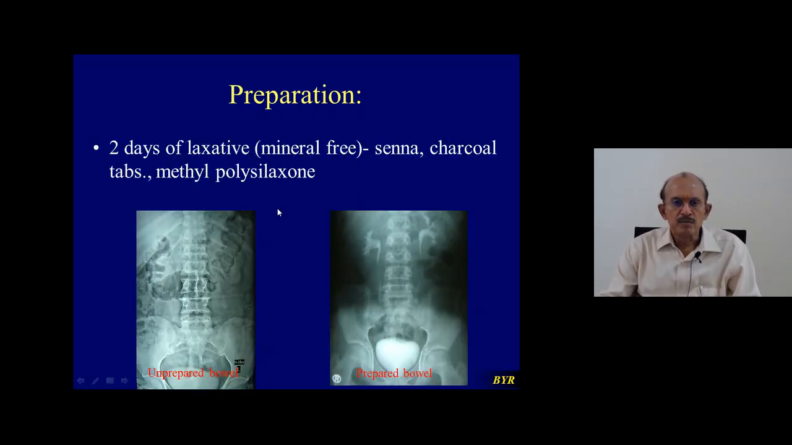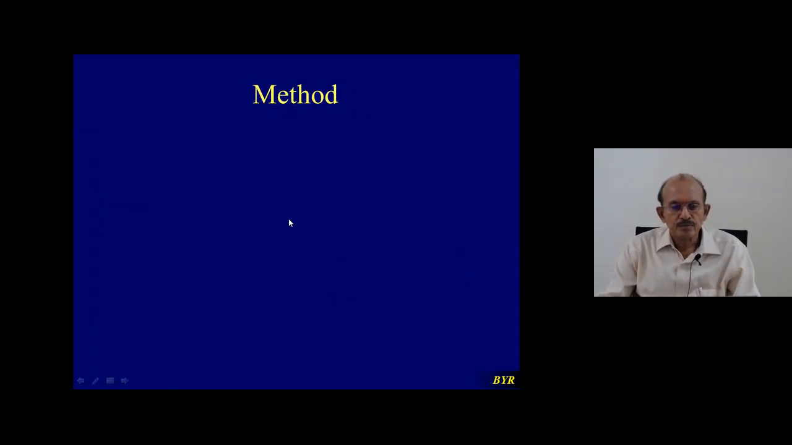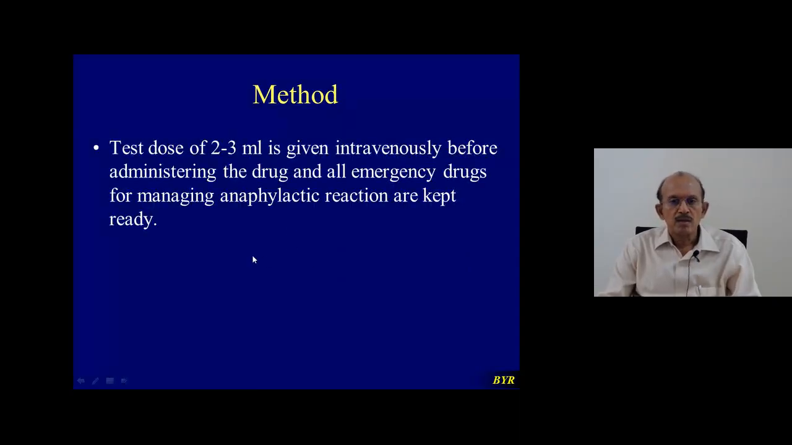So how do you prepare? Two days of laxative, senna or charcoal tablets, and methylpolysiloxane. Methylpolysiloxane is a gas adsorbent agent. So you give these drugs for 2 days prior to the IVP examination. Then the patient is asked to follow 12 hours fasting. Then in the radiology department, first a test dose of 2 to 3 ml of the dye is given intravenously before administering the drug, and all emergency drugs for managing anaphylactic reaction are kept ready.